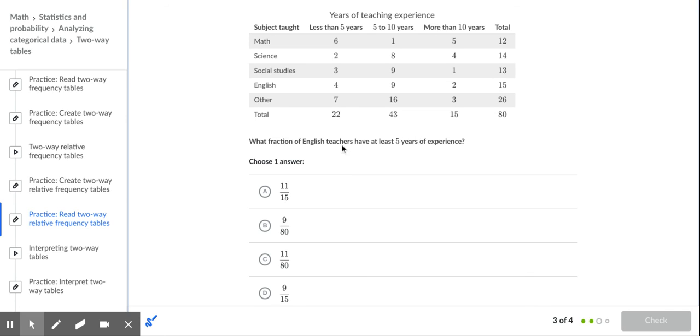So what fraction of English teachers? So your total is the number of English teachers. And then at least 5 years of experience would be these two columns. So 9 plus 2 is 11. 11 out of 15.